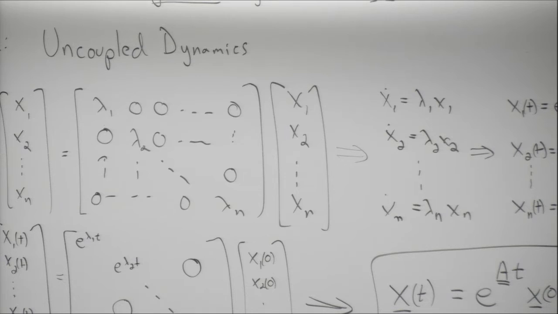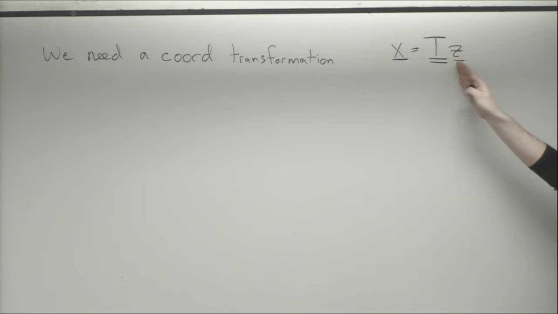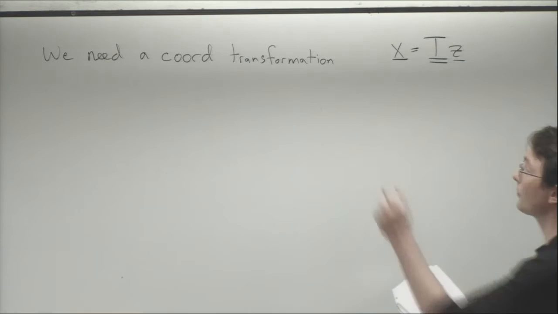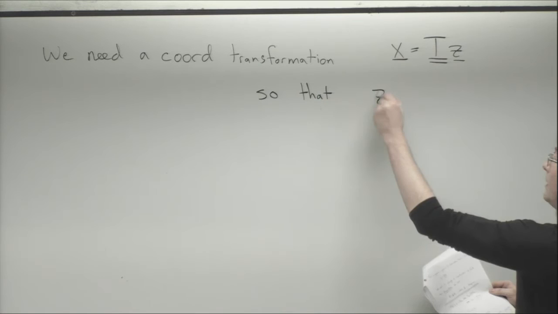Right, so we want this generic system, x dot equals Ax, and so we need a coordinate transformation. Coordinate transformation, I hope, starts sounding a lot like linear algebra, right? Matrices are coordinate transformations. So we need a change of coordinates: x equals some matrix T times some new variable z. I had my differential equation written in terms of the variable x. I want to write it in terms of a new coordinate system, z, so that my differential equation looks diagonal. So that z dot is equal to some diagonal matrix times z.